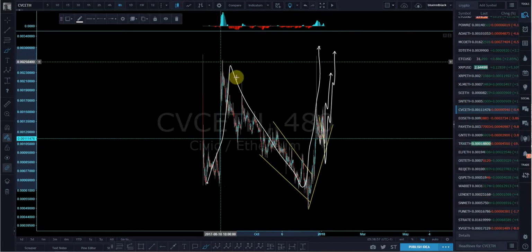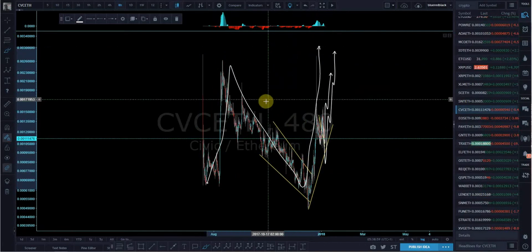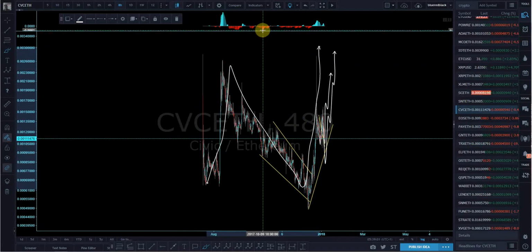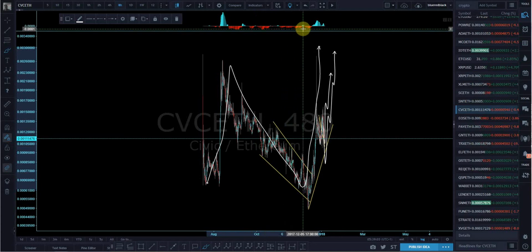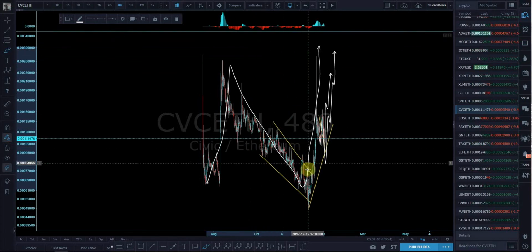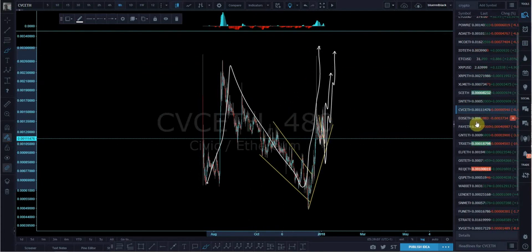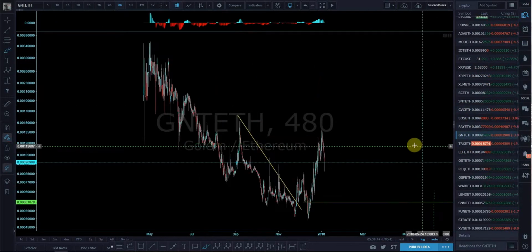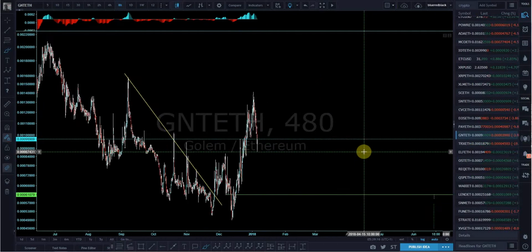If I see this move and I'm coming down, starting to get divergence where price is making lower lows with oscillators making higher lows, then momentum is dying out on the downside. EOS, we won't look at that. Pay, we won't look at that. This might be a good buy here pretty soon.